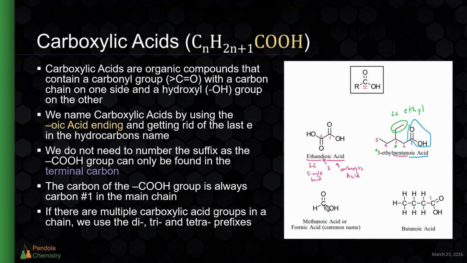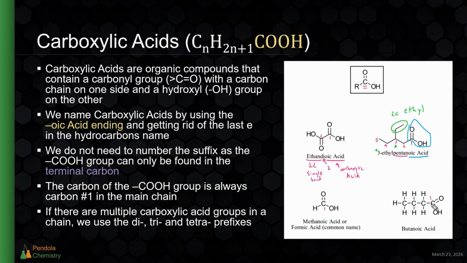If we have a 1 carbon, that's easy. It's methanoic acid because meth means 1 carbon. Formic acid is the common name for that one. It's the same way that we have formaldehyde for the aldehyde. And that's actually a fun fact. This is what ant venom is made out of, formic acid.